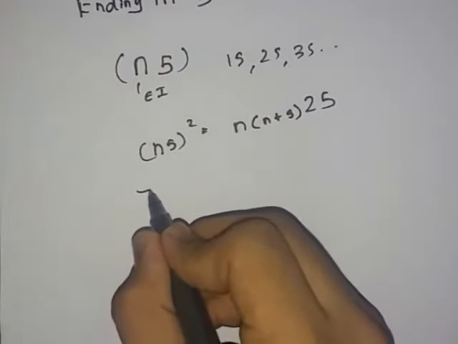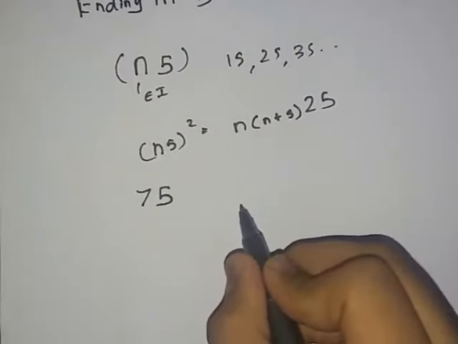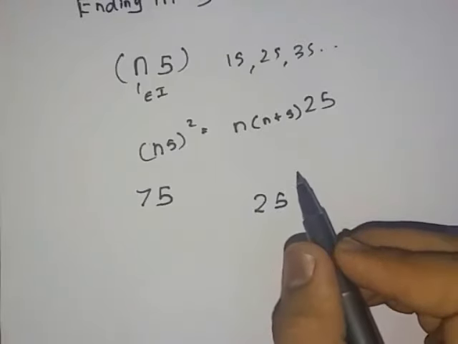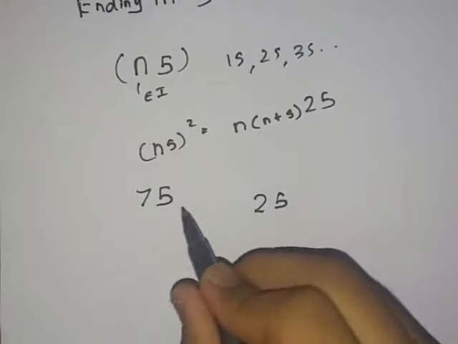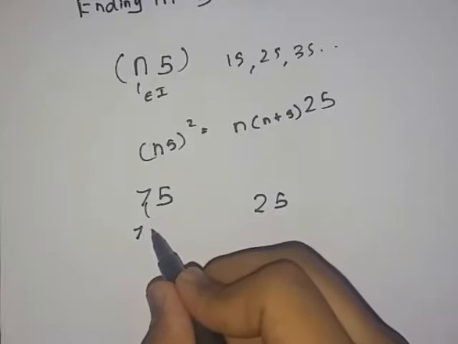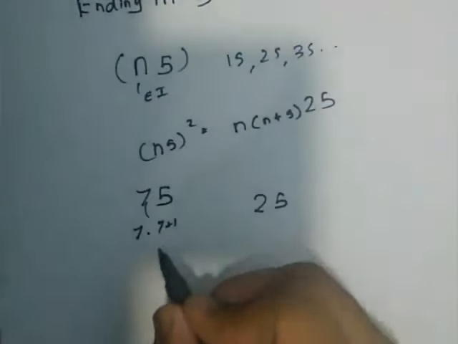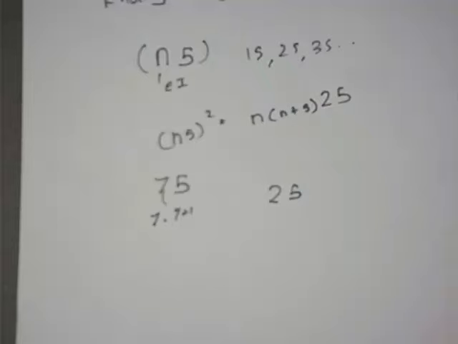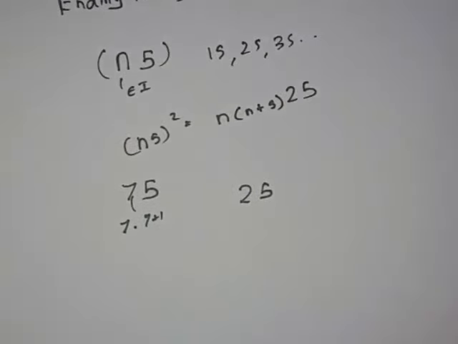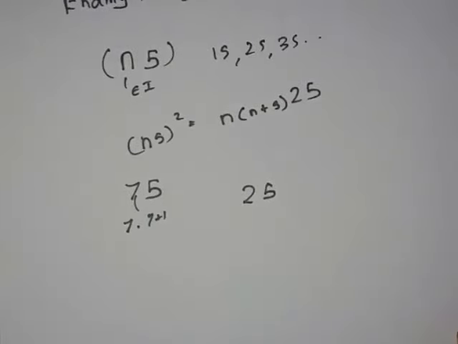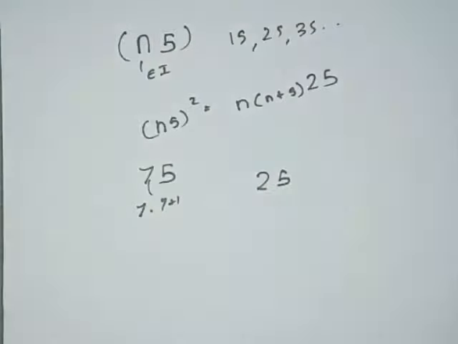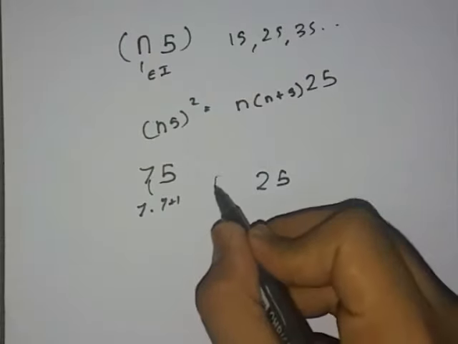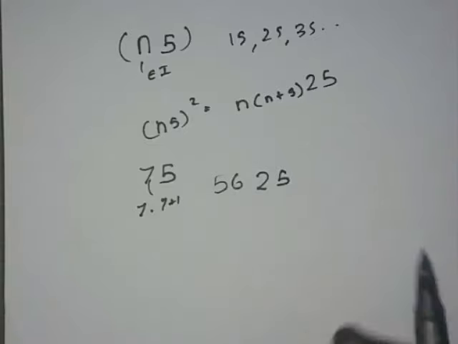Like if we take the number 75, the last two digits are for sure 25, and the first two digits would be 7 into 7 plus 1. Yeah, so guys, where were we? Yeah, it's 7 into 7 plus 1, which becomes 7 into 8. 7 8s are 56, so 5625.